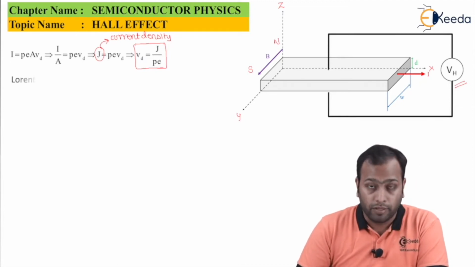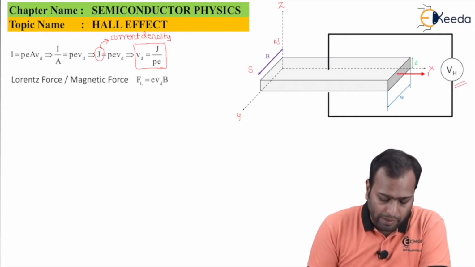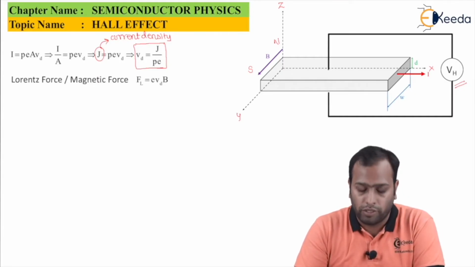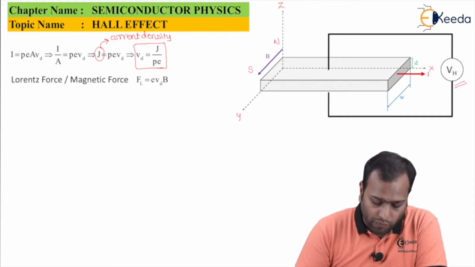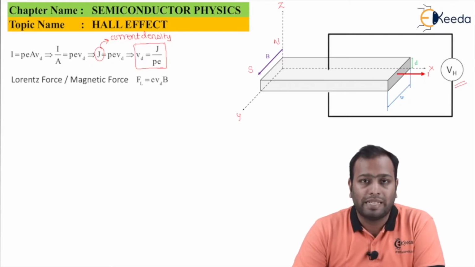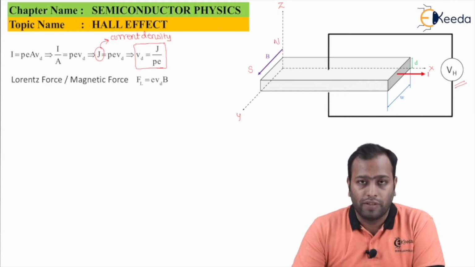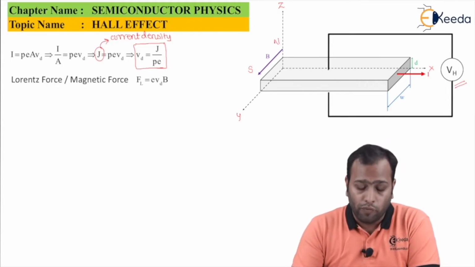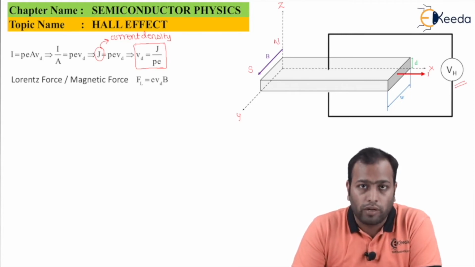Now let's take a step further. We know that the Lorentz force or the magnetic force will be given as E into VD into B. Now where does this force come into the picture? Well, if you can see, the magnetic field acts along the y direction, current flows along the x direction, and if you follow Fleming's left hand rule, then of course you'll know that there's a force which acts perpendicular to the magnetic field as well as the current, and that force is called the Lorentz force.